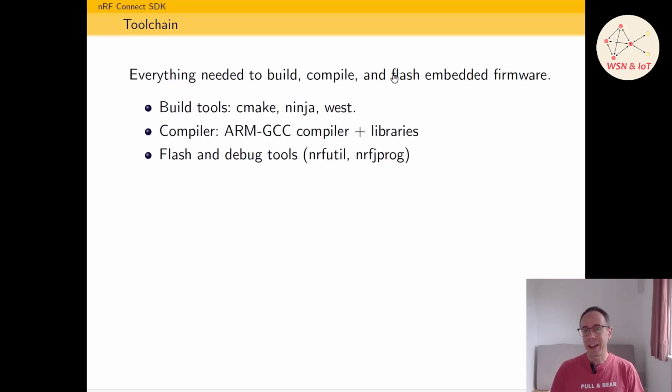For the nRF Connect SDK, actually, we need two parts. We need the toolchain. In earlier times, it was all in one package. Now you have to install it separately. So the toolchain is everything you need to build, compile, and flash embedded firmware. There are build tools included, like CMake, Ninja, and West, there's a compiler, so the ARM GCC compiler with libraries, and flash and debug tools like nRF Util and nRFjprog.